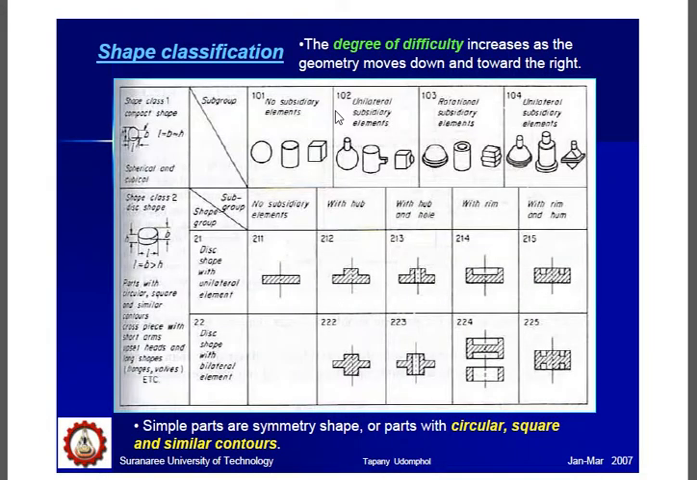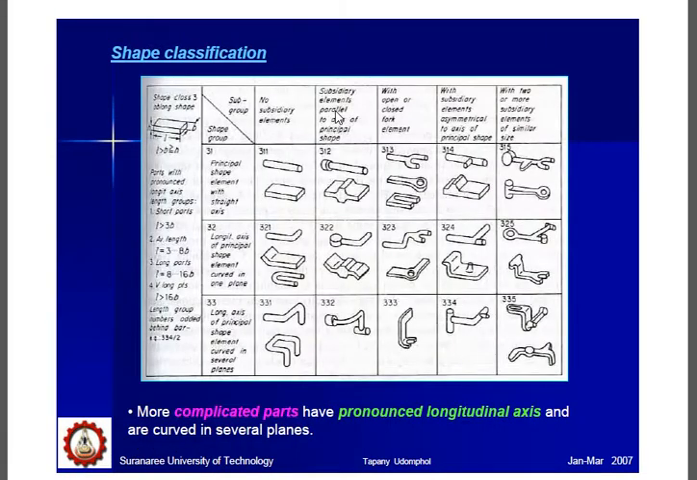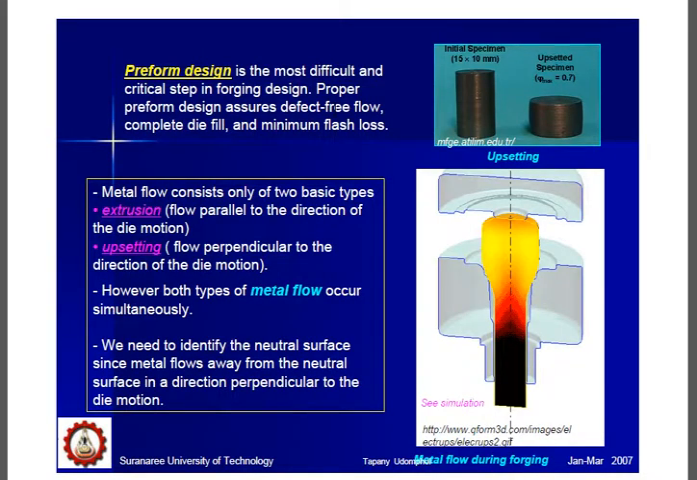Shape and classification. There are different types of shape: elementary, rotational, substrate, and union, subsidiary element shapes. More shape classification and design we will study in the next module.